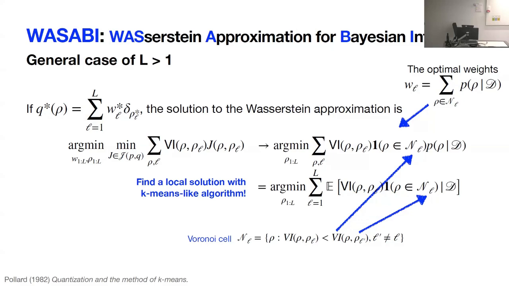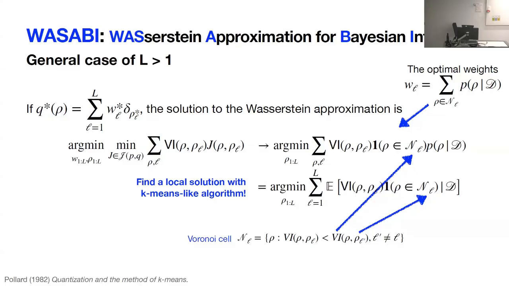We call it the Voronoi cell because, starting back in the 80s, it's been shown that there's a nice connection between the Wasserstein distance and the k-means algorithm. If we're just in Euclidean spaces and using Euclidean distance, the k-means algorithm gives us a local solution to this problem. So now we can just use a k-means-like algorithm on this more complicated space to find a local solution to this problem.